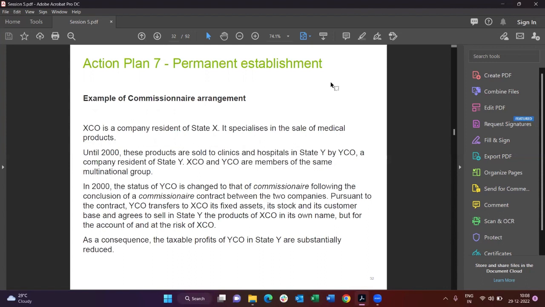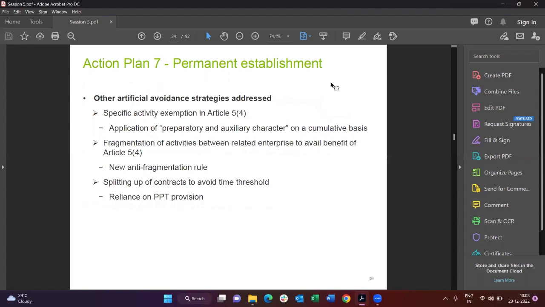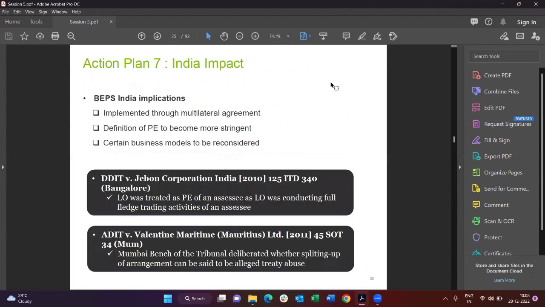And it was in Article 5.5. So they have proposed the article changes that a dependent agent should also come into the definition of PE. So in India, the implication was that the definition of PE was amended and it became more stringent. And it was implemented through multilateral agreements. MLI, you will see in Action Plan 15. And certain business models were to be reconsidered.